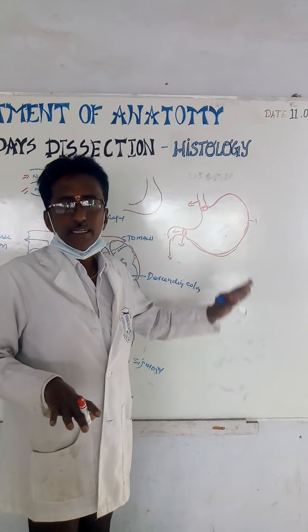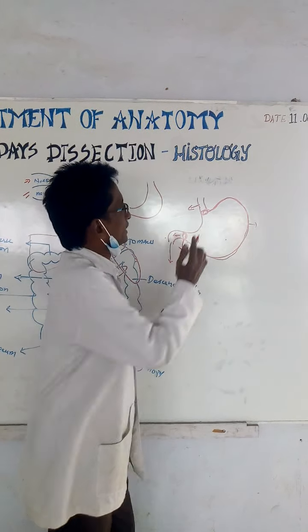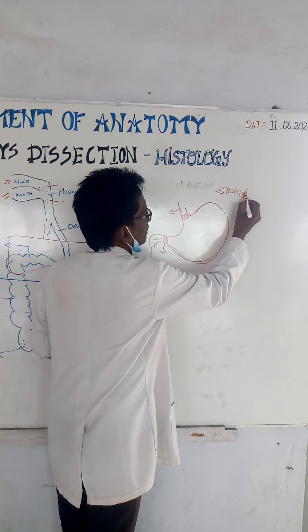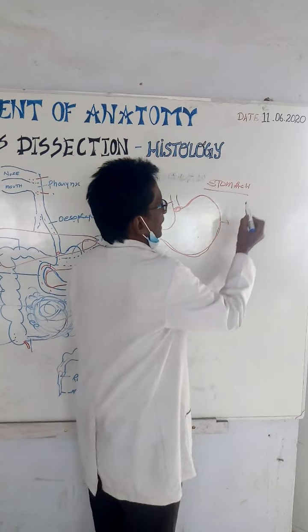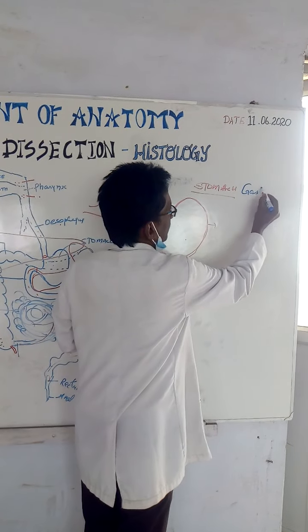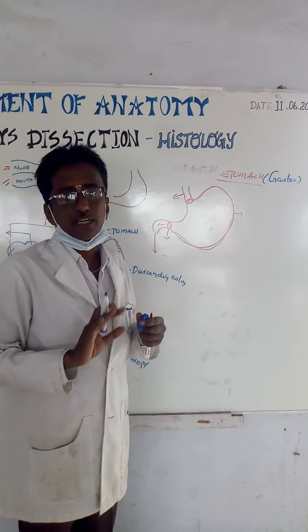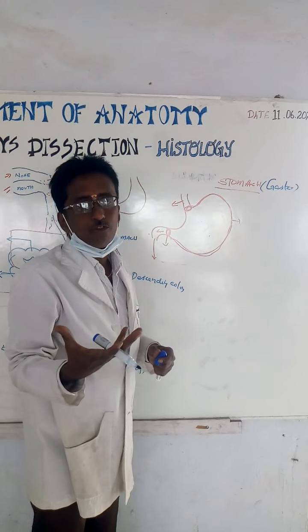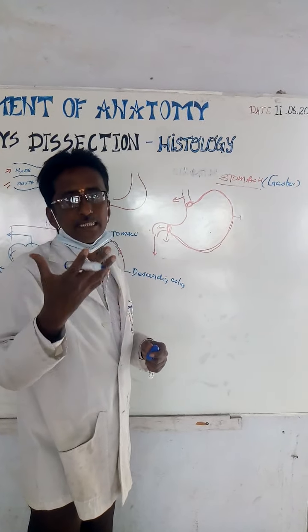First, introduction. It is a reservoir. The other name of the stomach is called gaster. So it is nothing but a reservoir of food, the most dilated part of the GIT.